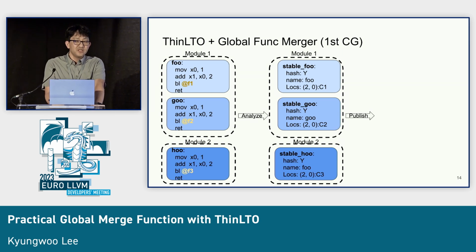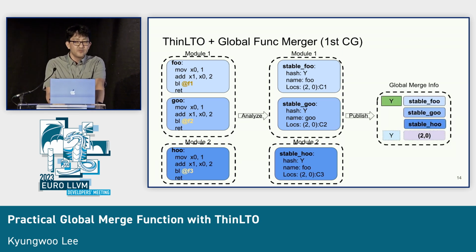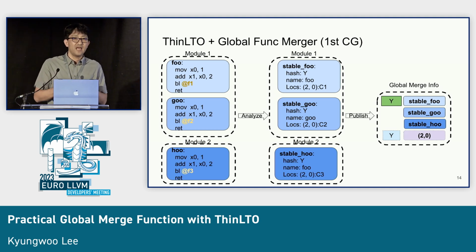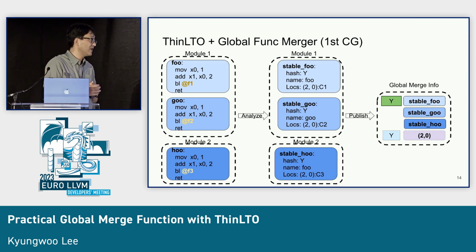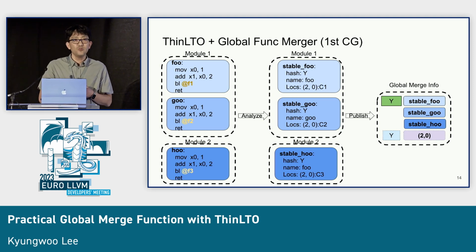And then we publish into the global map merge information. Basically, it groups all the stable functions that share the same stable hash key, which is Y. And then we determine the minimal set of locations that need to be parameterized.